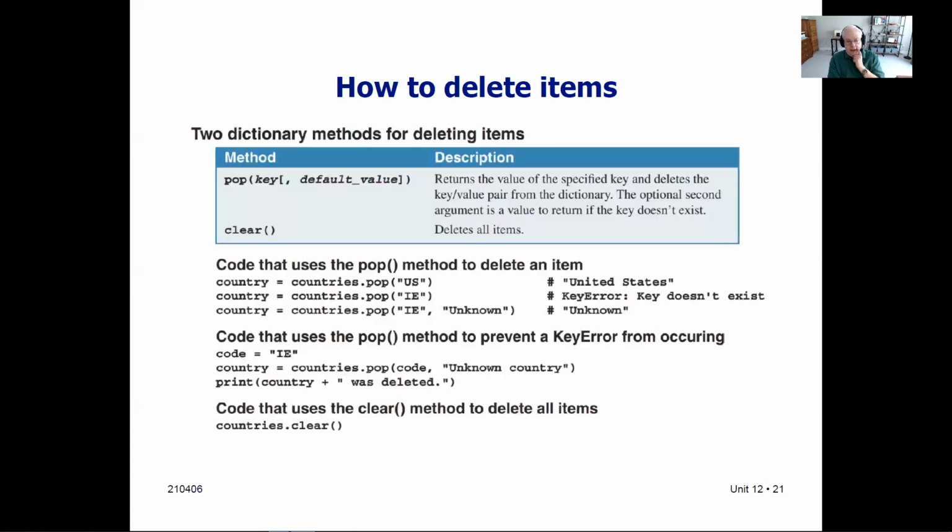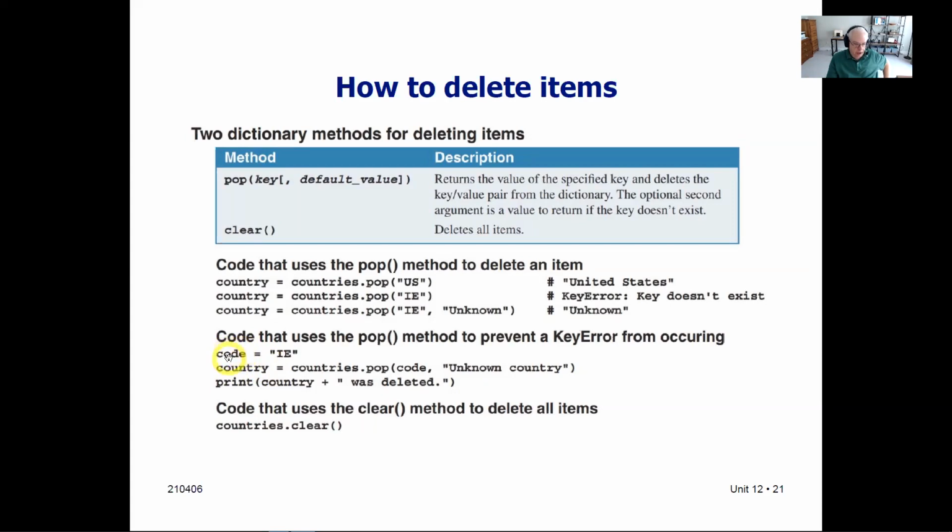So the book gives us the definition: returns the value of the specified key and deletes the key value pair from the dictionary. The optional second argument is a value to return if the key does not exist, okay? So pop works just like it did when we learned it earlier in the course with lists. Now, here's an example of using it in the real world.